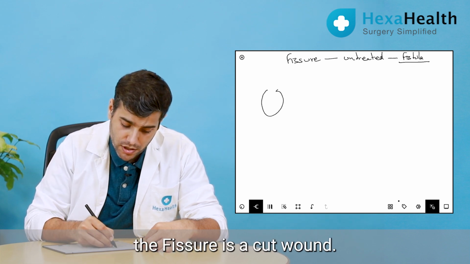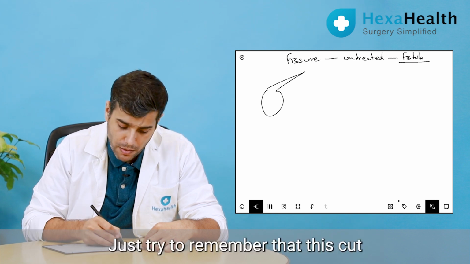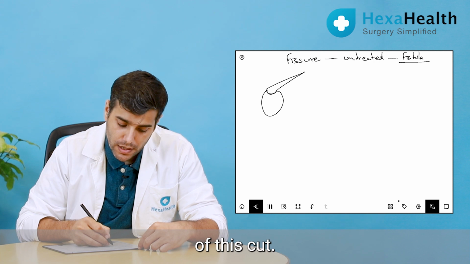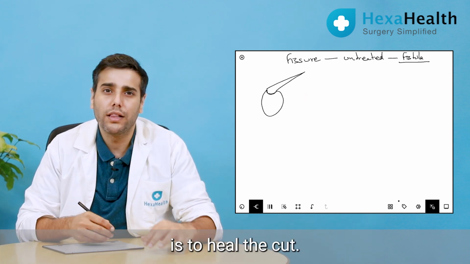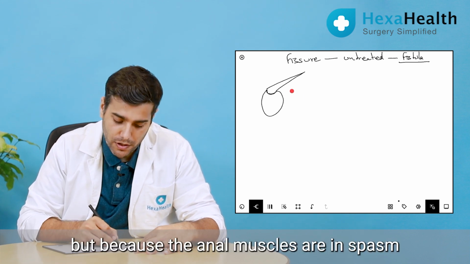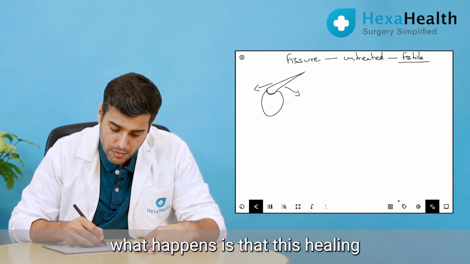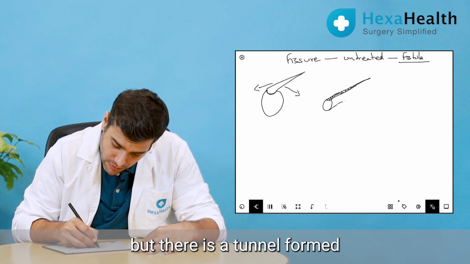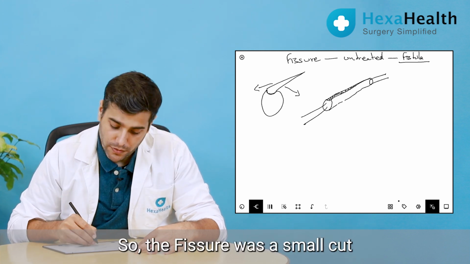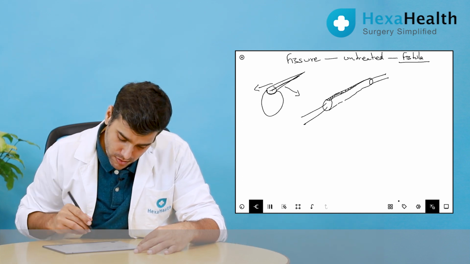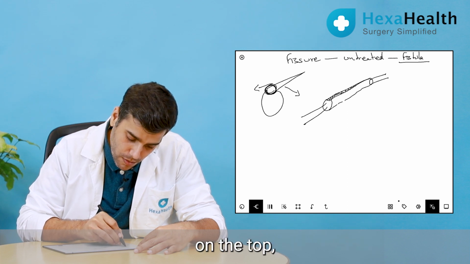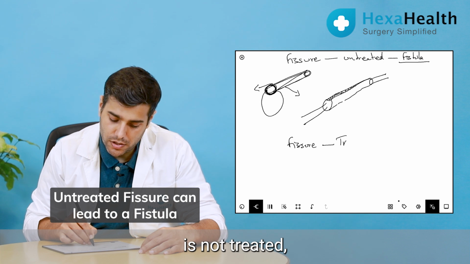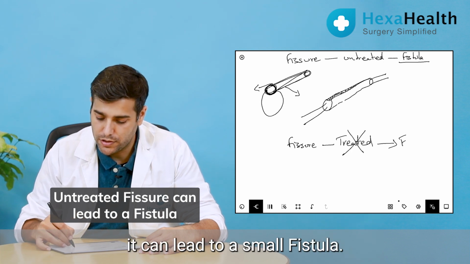So like we remember, the fissure is a cut wound. Just try to remember that this cut might have some depth. The body wants to heal the cut. Body's normal response is to heal the cut. But because the anal muscles are in spasm because of the pain, what happens is that this healing might happen on the outside, but there is a tunnel formed on the inside. So the fissure was a small cut, and now it has closed on the top, forming a tunnel. Yes, so if a fissure is not treated, it can lead to a small fistula.